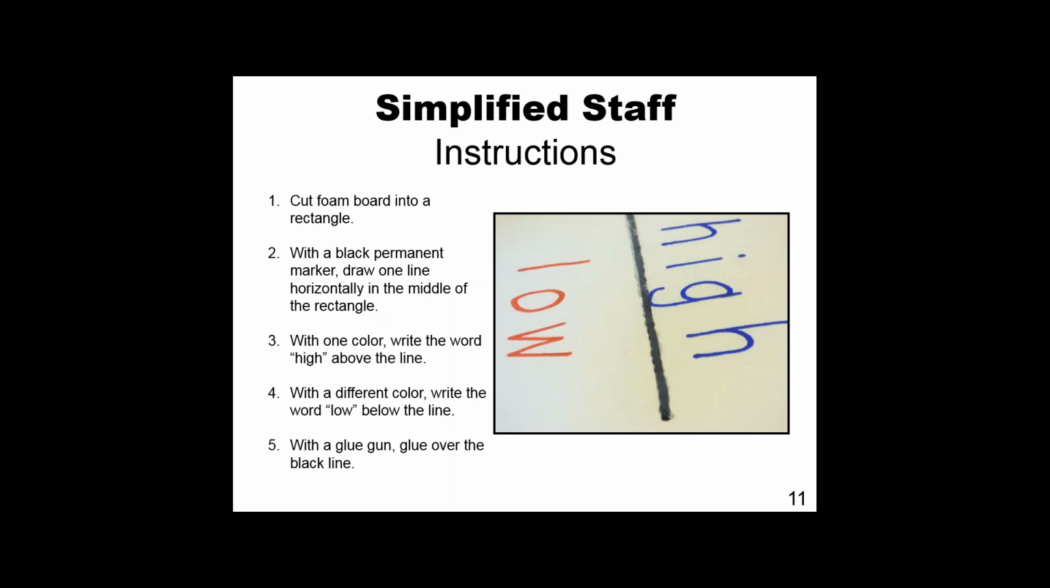All right, so what I did to do this was I cut the foam board into a rectangle, like I said, and with that black permanent marker, I drew one line down horizontally in the middle. And with one color, I wrote the word high above the line, and with a different color, I wrote the word low. And then here's I think where this is a very helpful tool, with the glue gun, I glued over that black line. And in this image that we have right now, I'm hoping you can see the glue line. You can make it even thicker if that helps. But I use that so that the students can feel the difference between high and low. So this was our simplified staff.